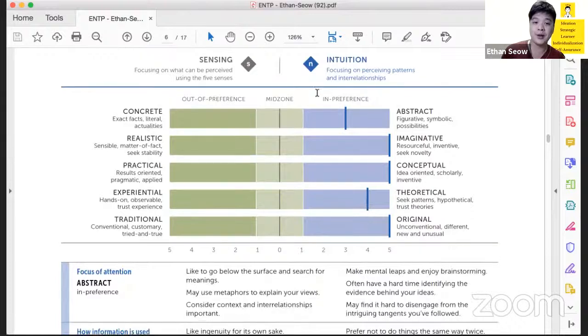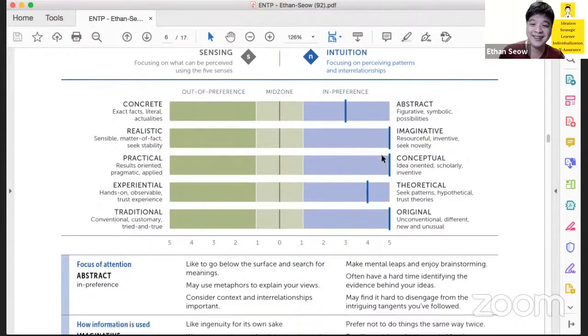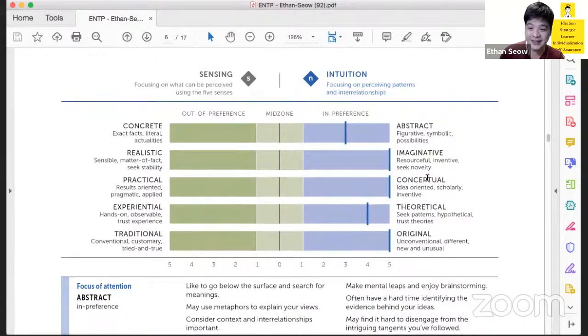And so we go back to this. Intuition, for example: I'm purely abstract thought. I don't like concrete thoughts. Again, this links back to my Emergenetics. Imaginative, conceptual, theoretical, original versus realistic, practical, experiential, traditional. So these are all the preferences I have that define me as an intuitive person.